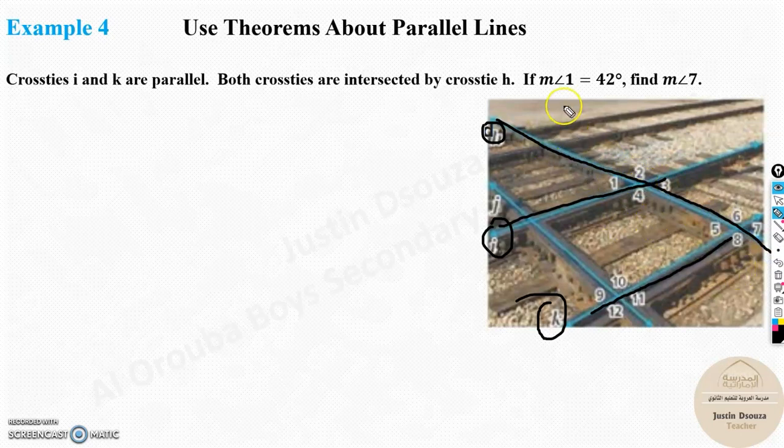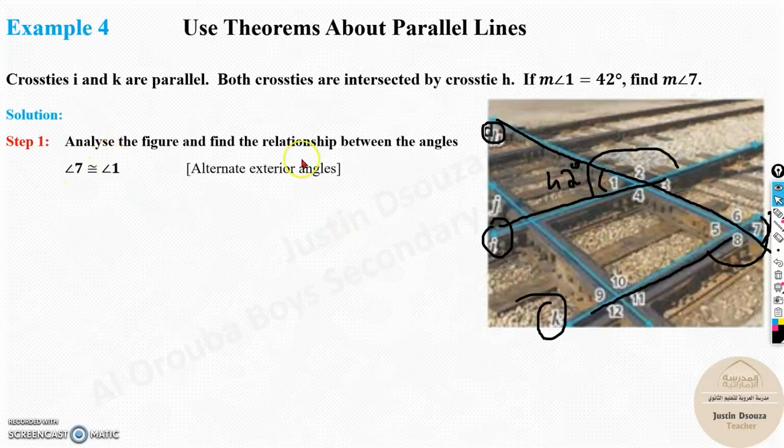So that's the transversal. If angle 1 is 42 degrees, what about the measure of angle 7? Now, look carefully over here. These are the exterior angles, and they are alternate. Whenever they are alternate to each other, what happens? They are congruent, isn't it? So now 7 and 1 are congruent. Why? They are alternate exterior angles. If they are alternate exterior angles, then the measures of both must be congruent to each other.